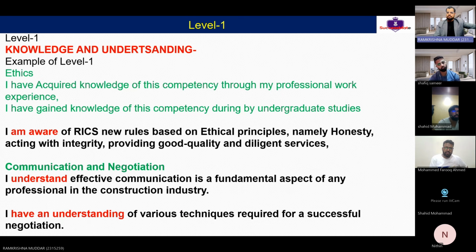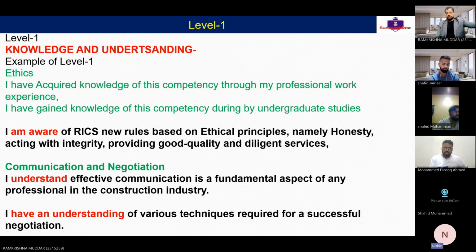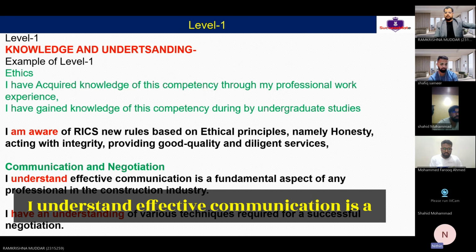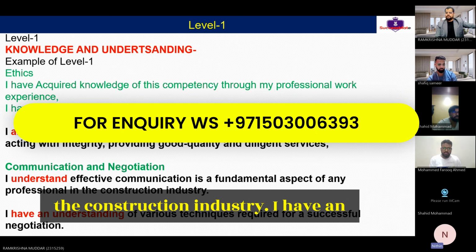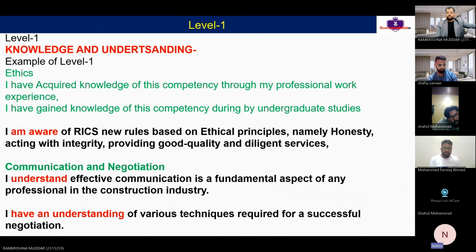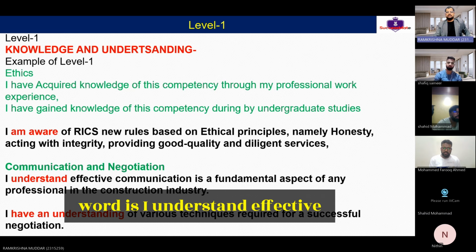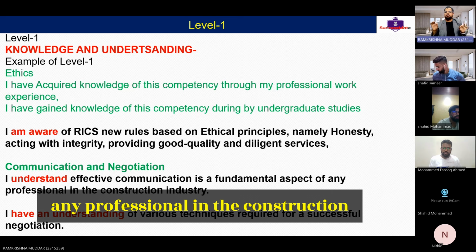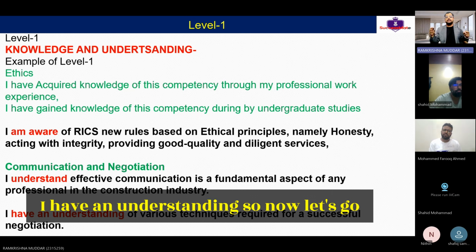Mr. Nitin, can you read this, communication and negotiation? Communication and negotiation. I understand effective communication is a fundamental aspect of any professional in the construction industry. I have an understanding of various techniques required for a successful negotiation. Okay, very good. So here, the keyword is, I understand. Effective communication is a fundamental aspect of any professional in the construction industry. Clear, guys? He is also writing, I have an understanding of.